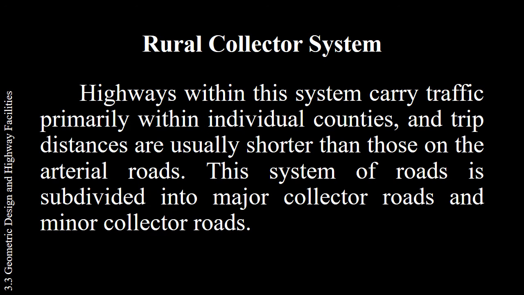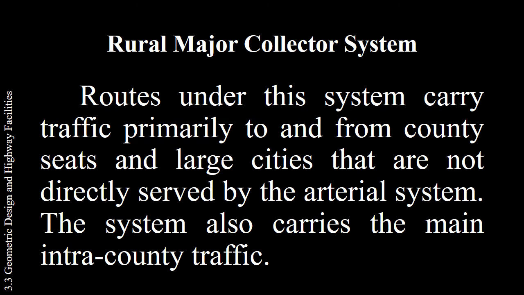Rural collector system. Highways within the system carry traffic primarily within individual counties, and trip distances are usually shorter than those on the arterial roads. This system of roads is subdivided into major collector roads and minor collector roads. For the rural major collector system, routes under this system carry traffic primarily to and from county seats and large cities that are not directly served by the arterial system. The system also carries the main intra-county traffic.